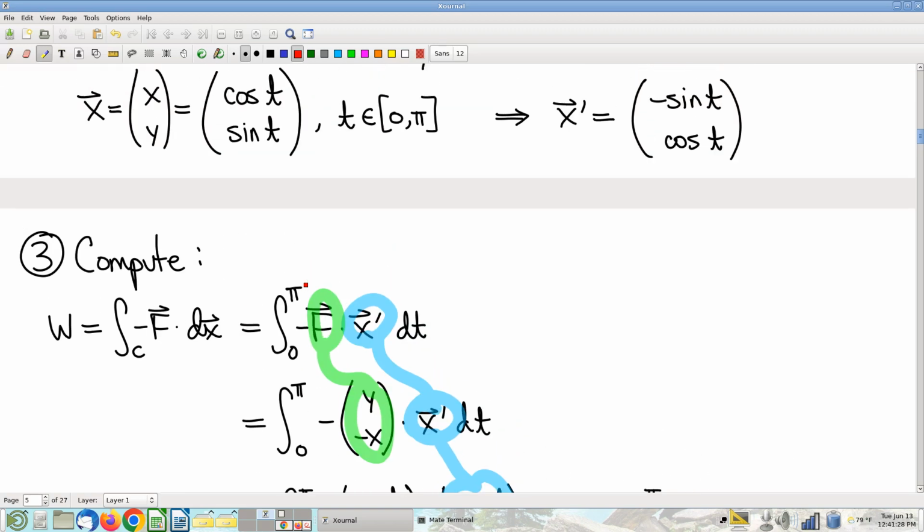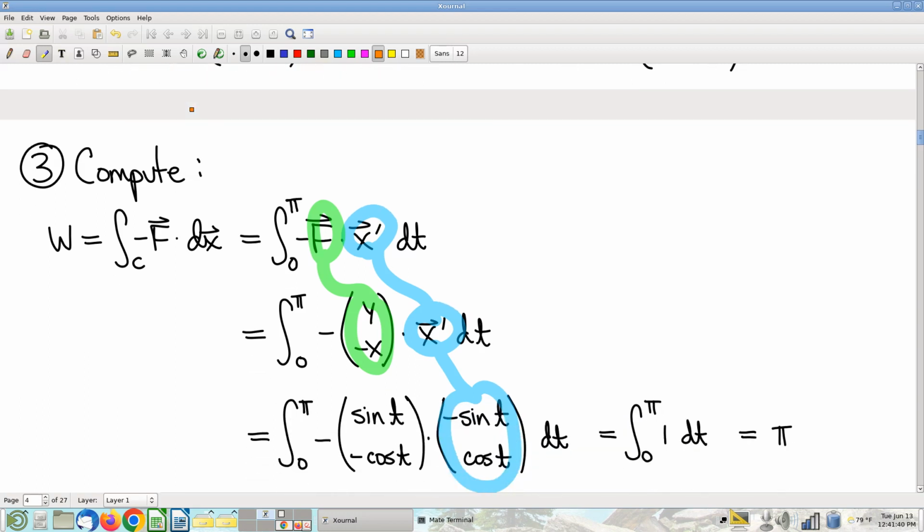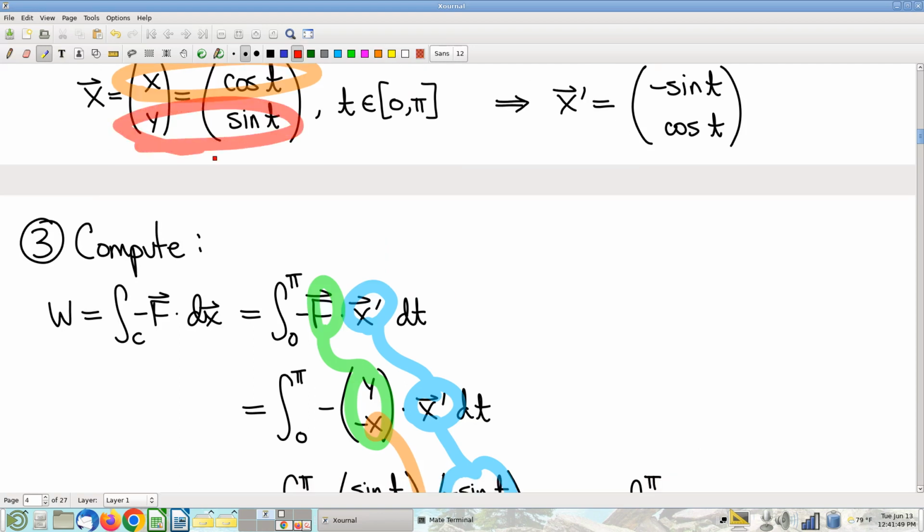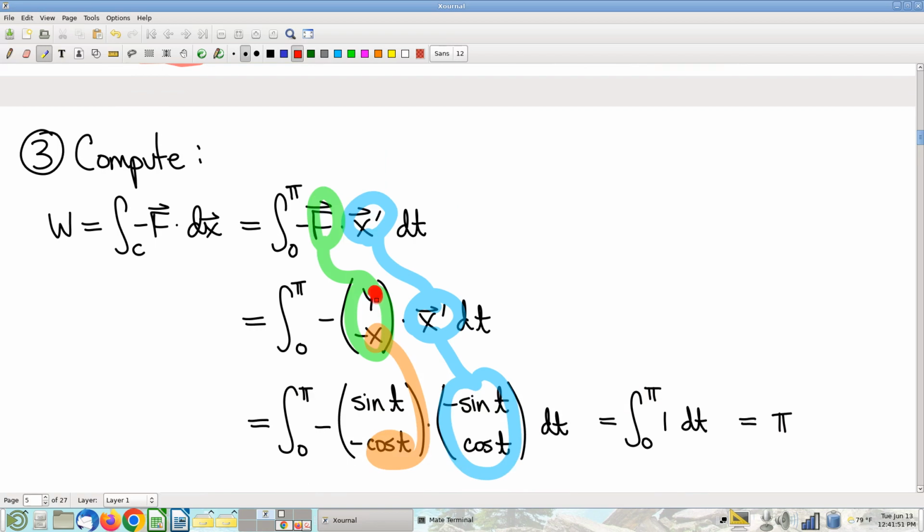Don't forget the parameterization gives you that. The parameterization tells you how to plug in. The parameterization is the formula with which you are plugging in. So x is plain old just cosine t, and that, therefore, goes there, and then likewise y is sine t, and so y is that right there. Everybody happy? This is just plugging in, right?